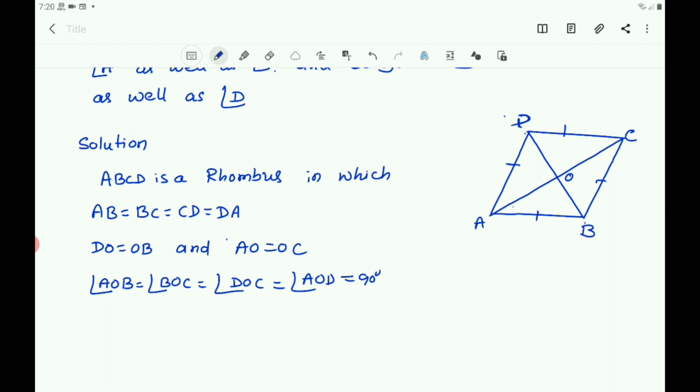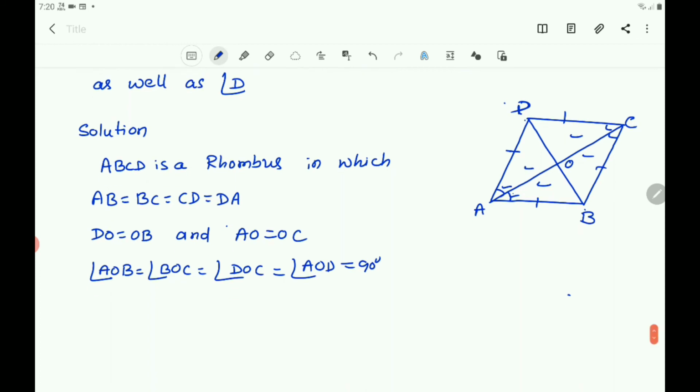Now we have to show that angle A and angle C are bisected by the diagonal AC, and angle D and angle B are bisected by the diagonal DB. Now if you take these two triangles and prove that they are congruent, naturally these two angles become equal and angle A is bisected. Similarly, if you take these two triangles, then also if you prove them as congruent triangles, these two angles become equal and they are bisected. So let us prove that.